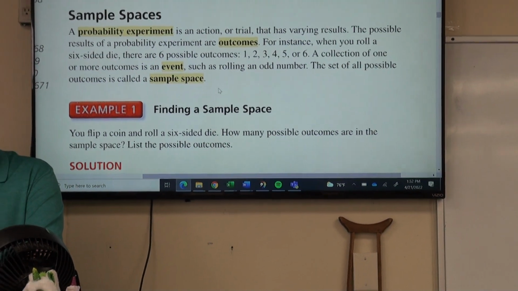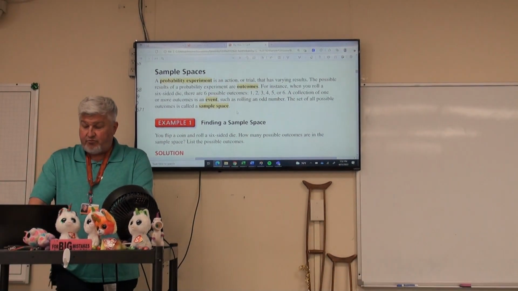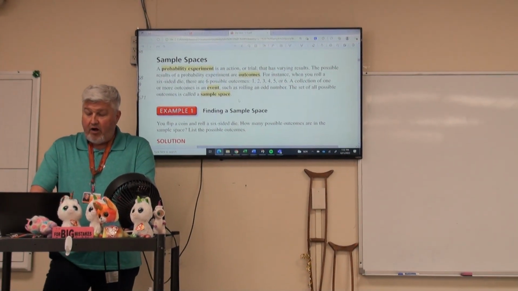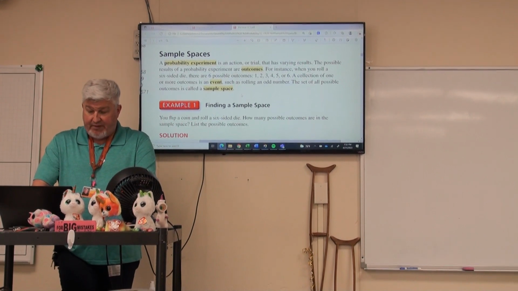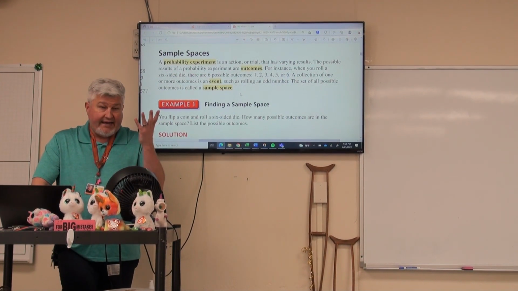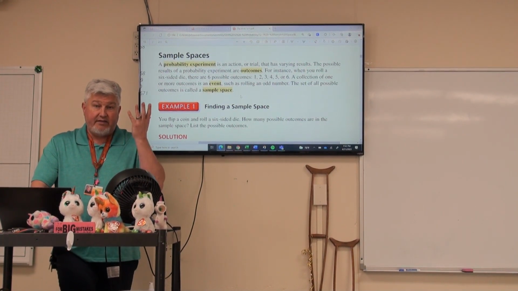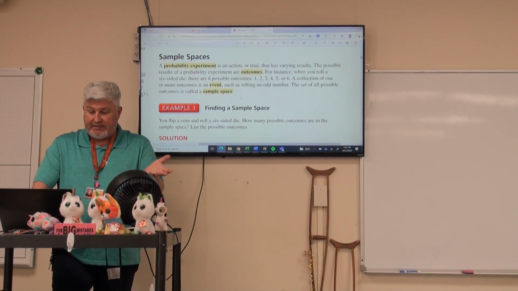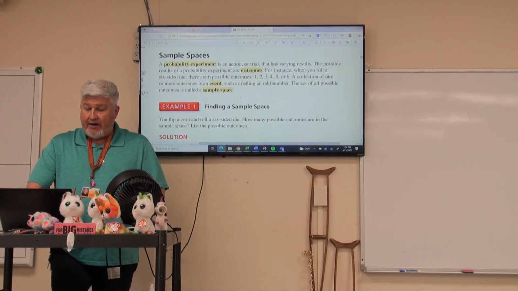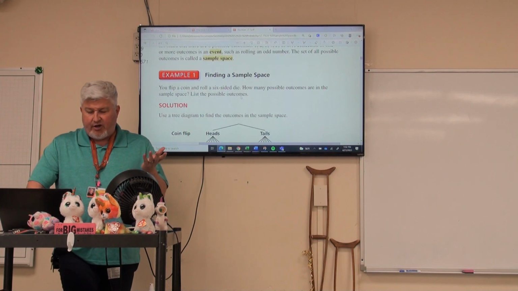A collection of one or more outcomes is an event, such as rolling an odd number. The set of all possible outcomes is called a sample space. So if you roll 1 dice, your sample space is 6, because there are 6 possibilities. All right? So now it's going to get a little more complicated, not terrible, but a little bit.